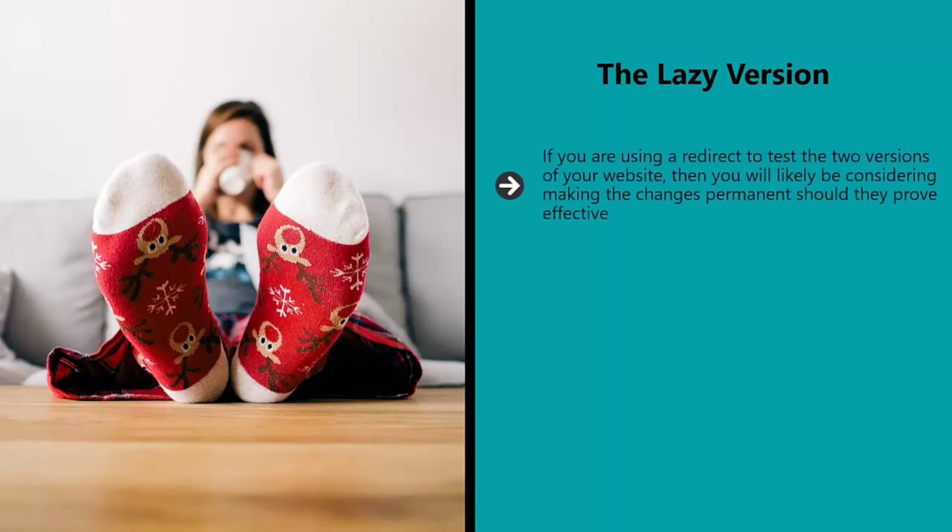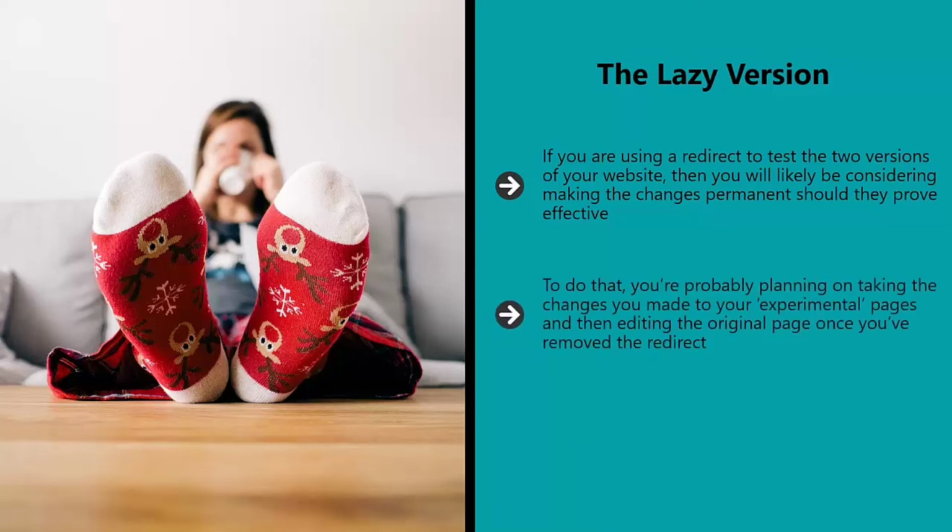The lazy version. If you are using a redirect to test the two versions of your website, then you will likely be considering making the changes permanent should they prove effective. To do that, you're probably planning on taking the changes you made to your experimental pages and then editing the original page once you've removed the redirect. There is another way, though, which may be quicker. This is to take the edited version and simply make the redirect permanent.